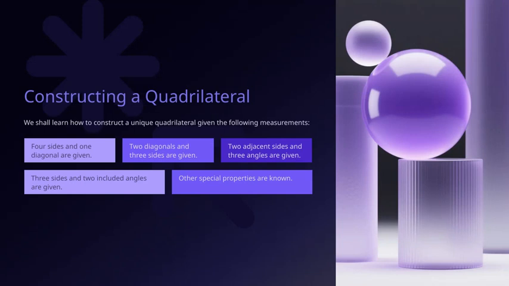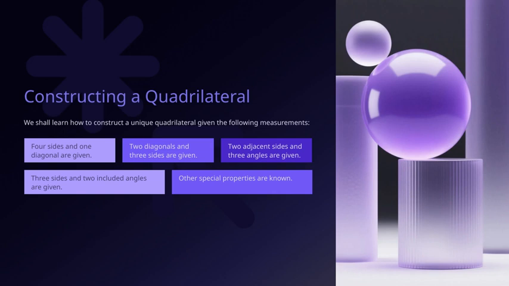Now, let's explore how to construct a quadrilateral when given different sets of measurements. First, imagine you know four sides and just one diagonal. This gives you a lot to work with, and we'll see how to piece it all together. Next, if you have three sides along with two included angles, that opens up another method of construction, allowing us to determine the shape precisely.